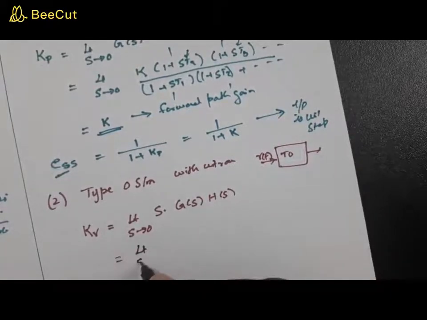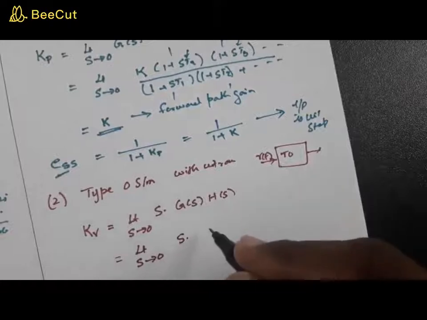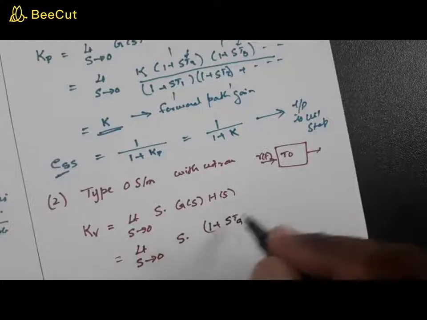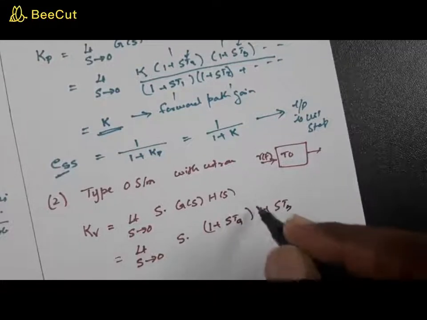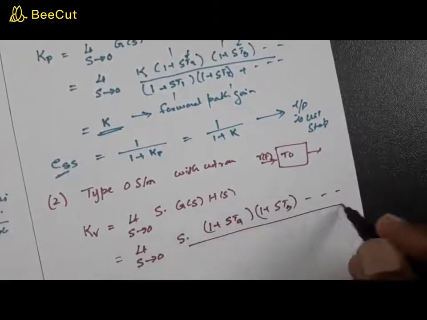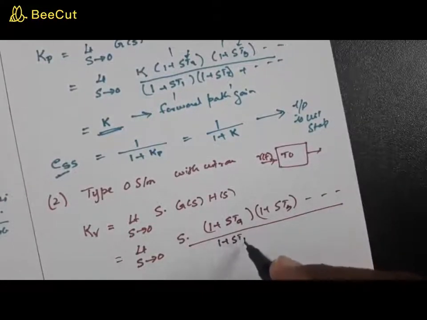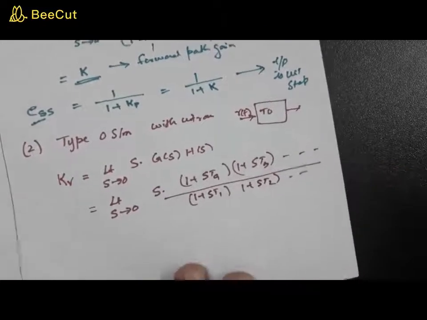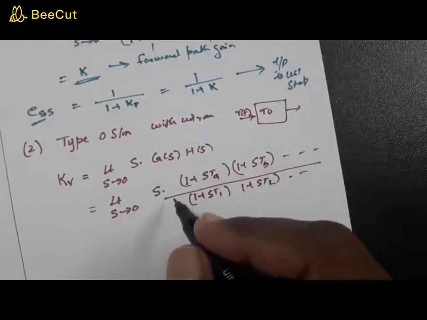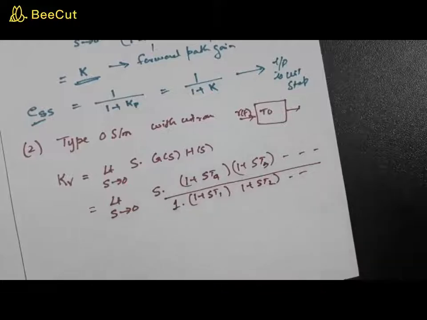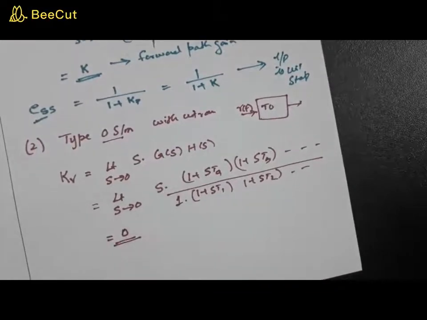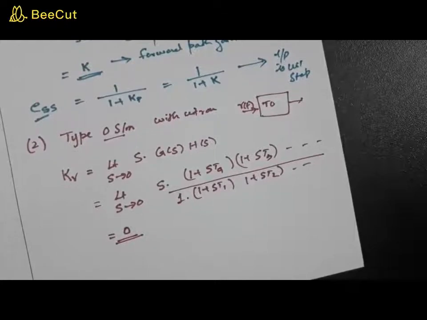Okay. So what happens? s into k into (1 plus sTa) into (1 plus sTb) etc., divided by s raised to n into (1 plus sT1) into (1 plus sT2) etc. Now what is this s raised to n? s raised to n is s raised to 0, meaning it is equal to 1. Right, this is a type 0 system. Now when you apply s tends to 0, the whole thing becomes equal to 0, right? Okay, so kv becomes equal to 0.